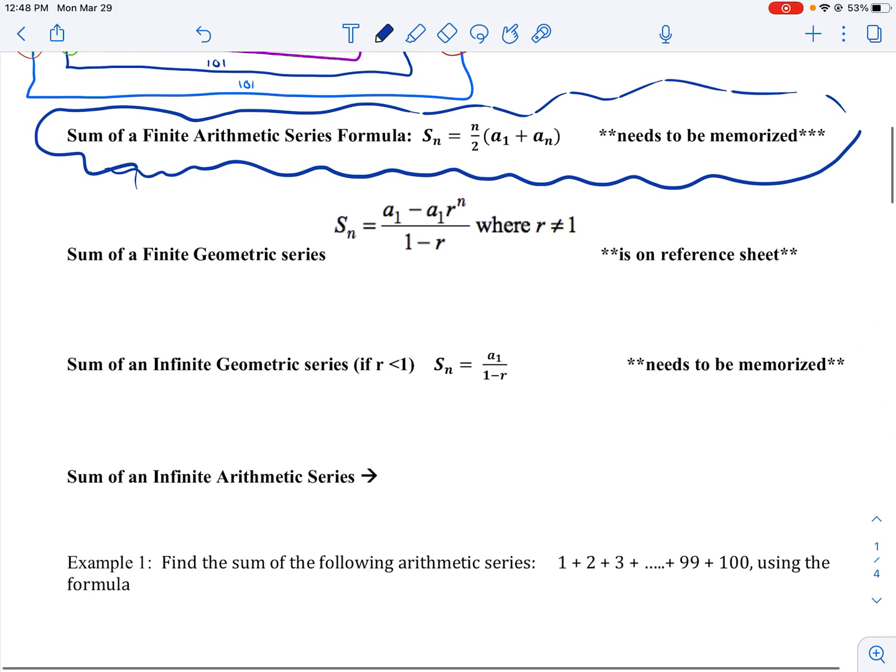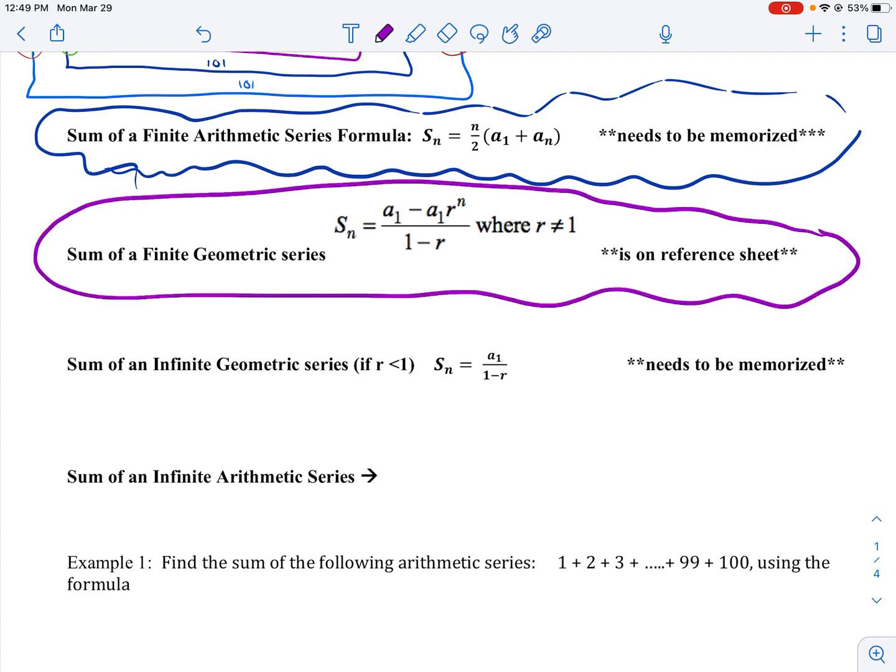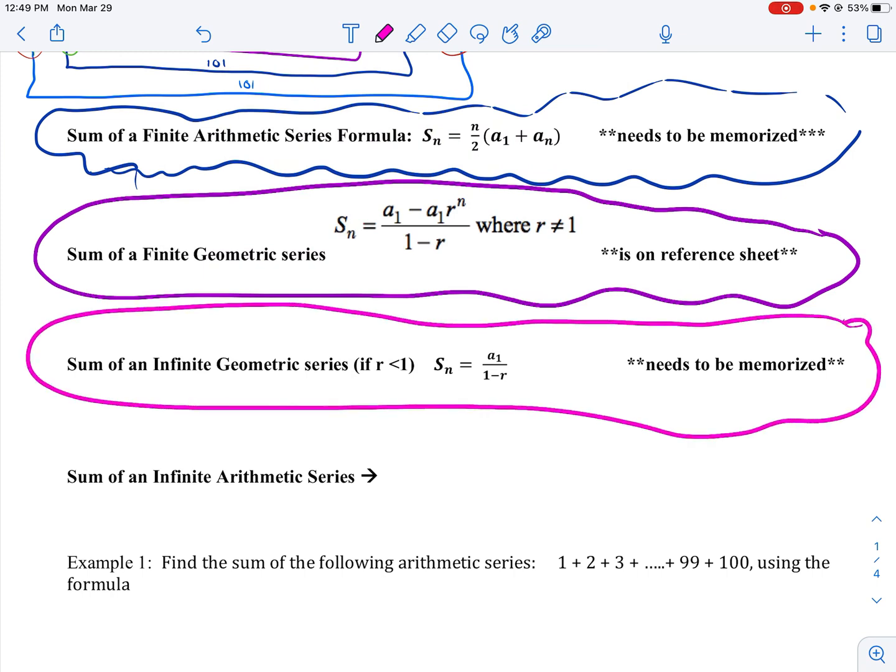Okay, so the sum of a finite, known as a finite arithmetic series, the formula for that looks like what I have circled there. The formula for finding a finite geometric series looks something like this. And then finally, the sum of an infinite geometric series looks like this. And when I say infinite, I mean that it's going on forever.